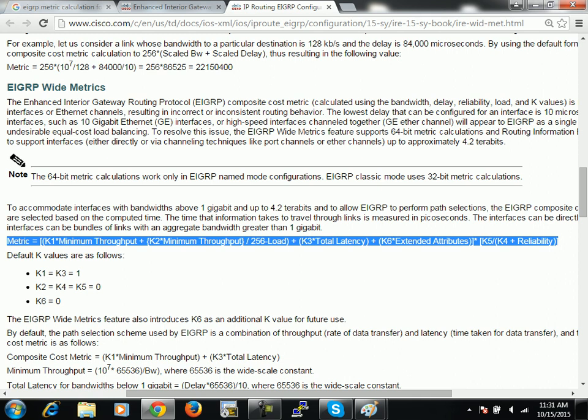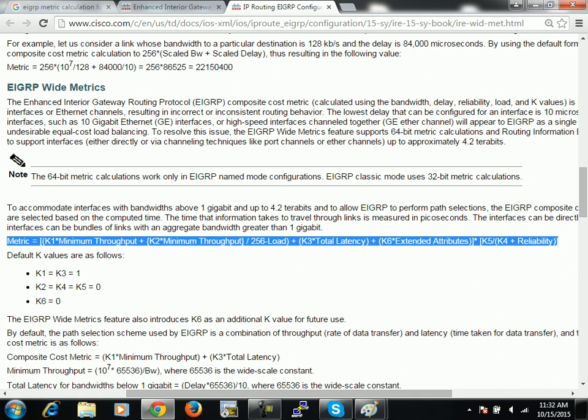You know, minimum throughput means a kind of minimum bandwidth. Previously we were considering minimum bandwidth, right? But this time they are considering minimum throughput. Then they are also having extended attributes. Do you understand the meaning of extended attributes? Extended attributes are jitter and energy, and K5, K4 and once again reliability. So this is the new formula to calculate your metric in named mode.